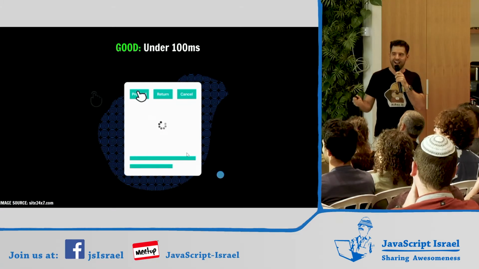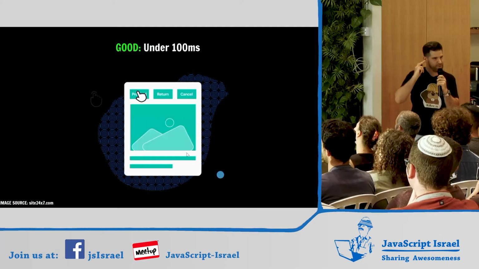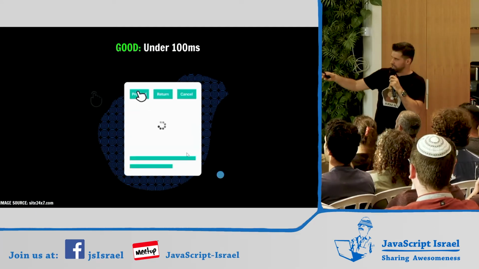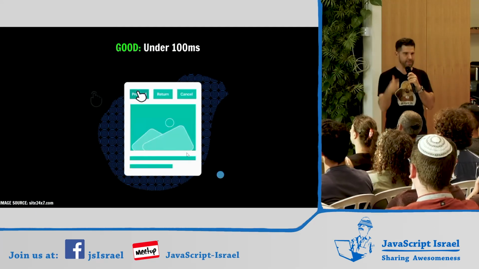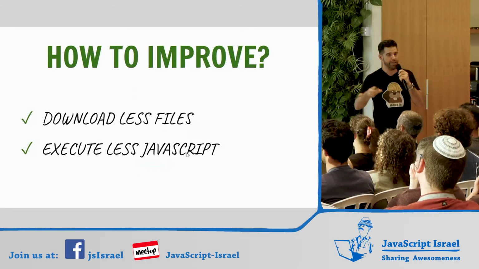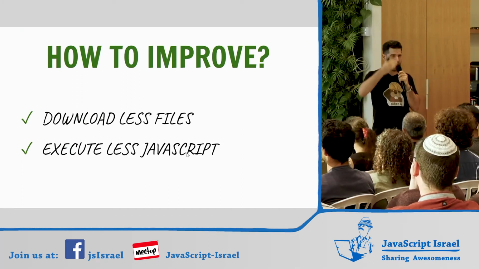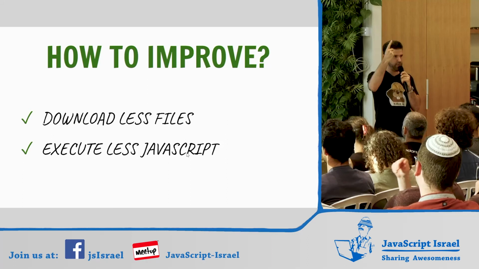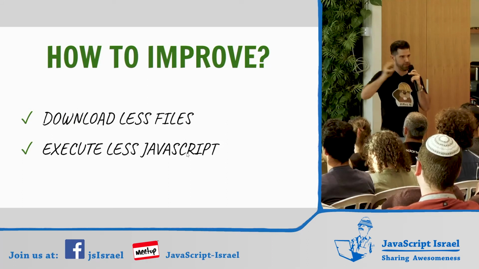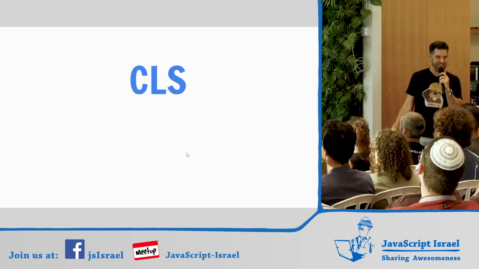Okay, so this is FID, remember, "for image sake, do something". So, how can we improve? Download less files and execute less JavaScript. If we download less, because of the main thread, right? We have only a single thread in JavaScript, and if we do other stuff, we cannot respond to the click.